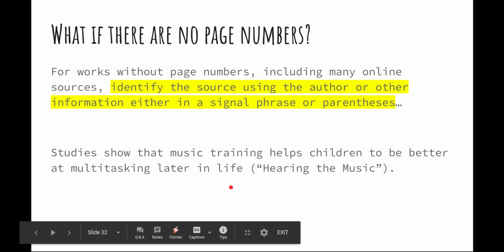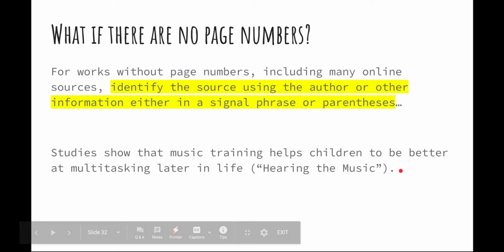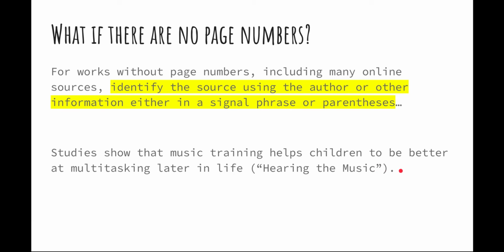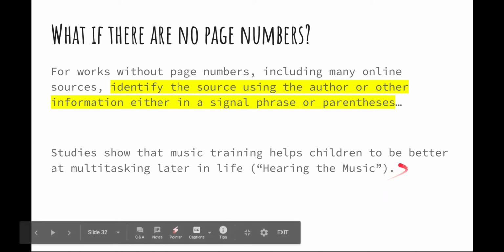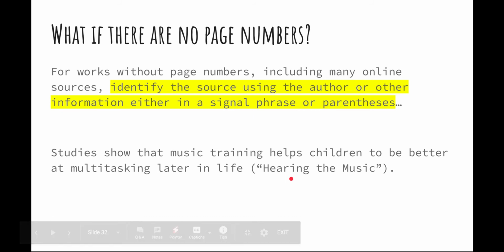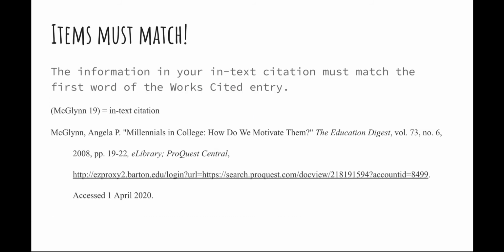Studies show that music training helps children to be better at multitasking later in life. Again, it was just the title of an article. There was no author. There was no page number. So this is all the information I have as far as the beginning information. Now, after that, on my works cited page, I would have where this was published, when it was published, what the URL is, and when I accessed it. But in my citation, I'm just trying to give a little bit of information to direct the reader to my works cited page where there will be the full bibliographic information.